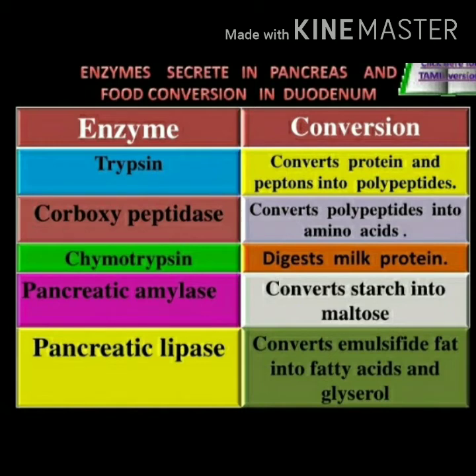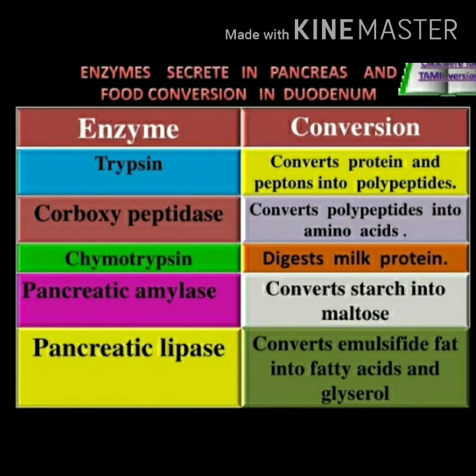Next is pancreatic amylase. Amylase basically acts only on carbohydrates, so it converts starch into maltose. Next is pancreatic lipase. Lipase acts only upon fat. The function of pancreatic lipase is to convert the emulsified fat, broken down by bile juice, into fatty acid and glycerol forms.